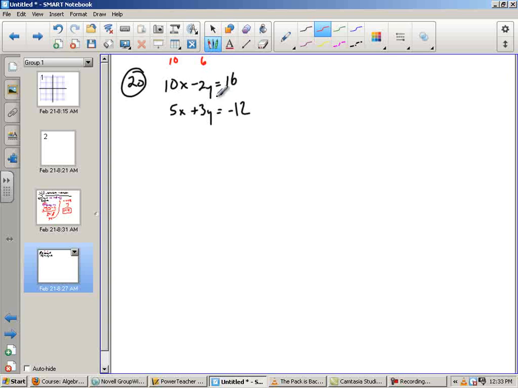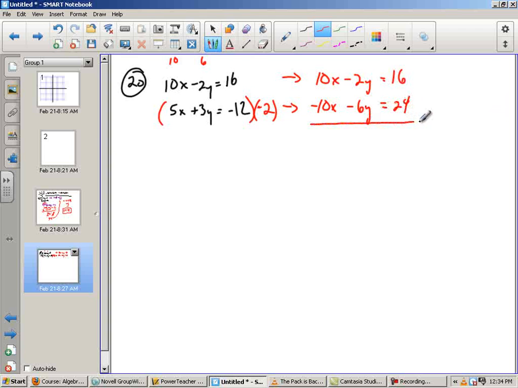Using 10 means I don't have to touch the top equation. So let's multiply our second equation by something that would produce a 10. And it looks like that'd be a 2. But also, keep in mind that we want to have opposite signs so that when we combine, 10 minus 10 would cancel. So let's make this times negative 2. Alright, so equation 1 is still 10x minus 2y equals 16. But now this equation is negative 10x minus 6y equals 24.